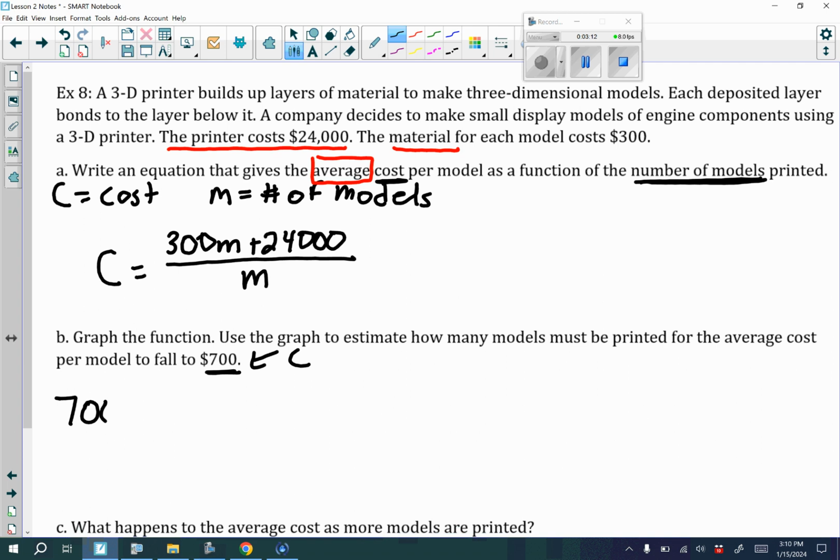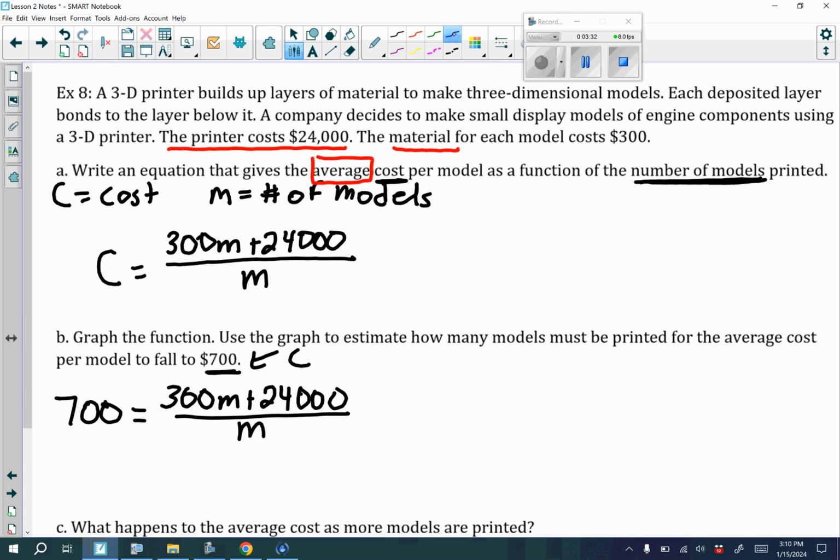So we have 700 equals (300M plus 24,000) all over M. We are trying to find the M, basically how many models must be printed for the average cost to be 700.